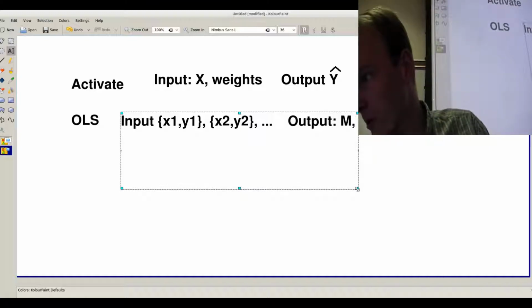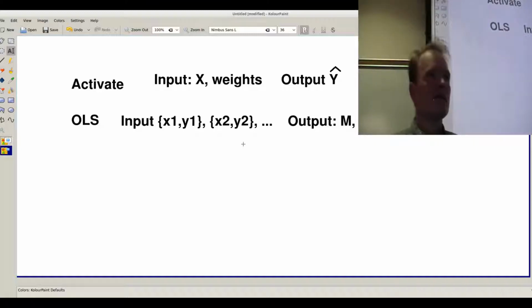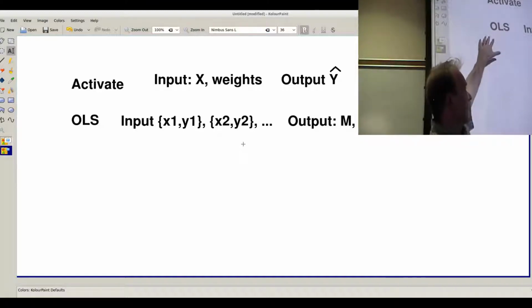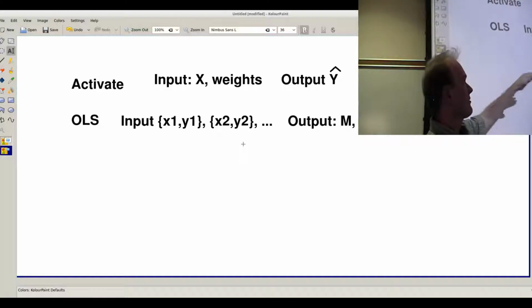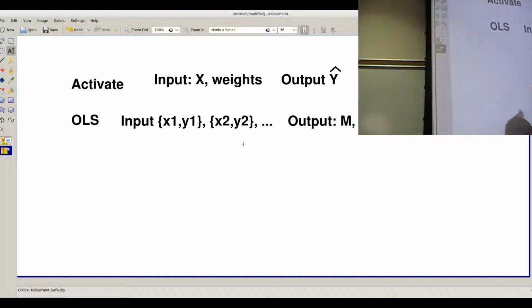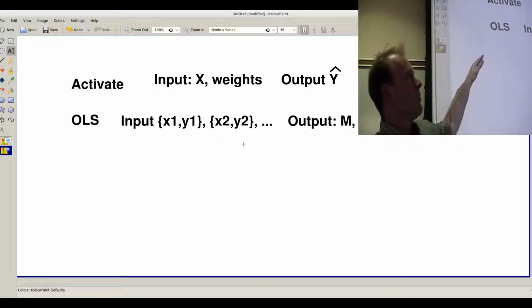And the output is going to be M and B. In other words, the purpose of ordinary least squares is to train your model. We're going to find all the parameters that we need, and we're going to find those parameters by giving it a bunch of example X and Y's. The purpose of the activate function is, given X, what is Y?